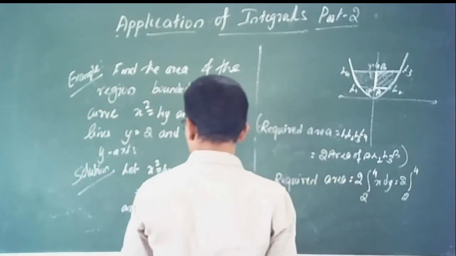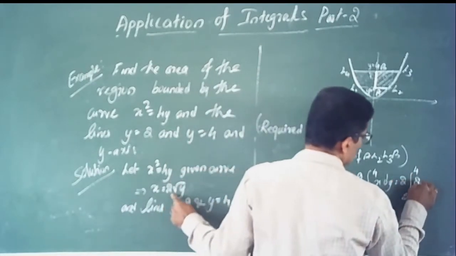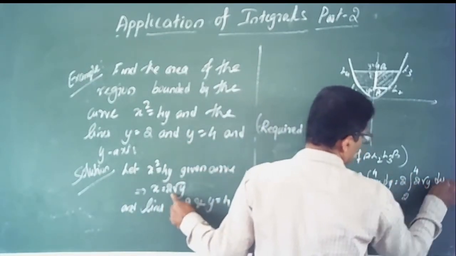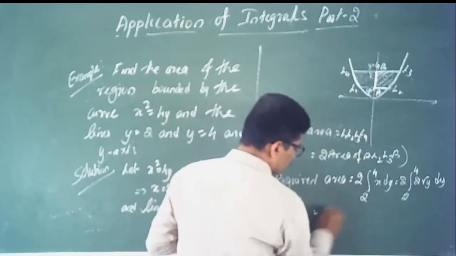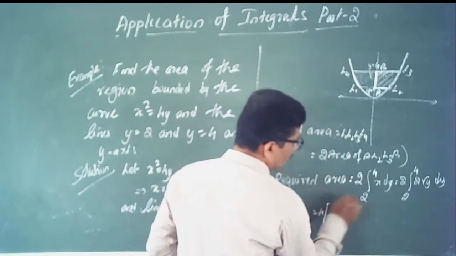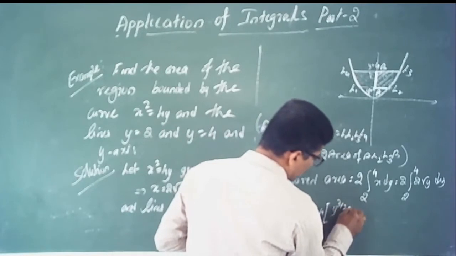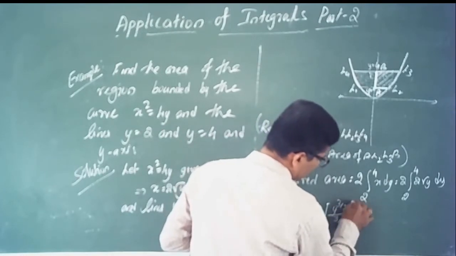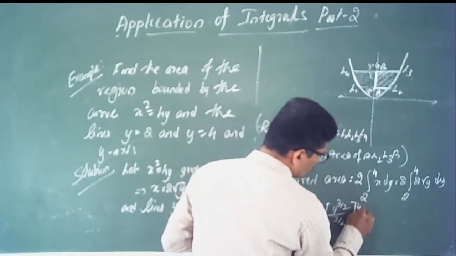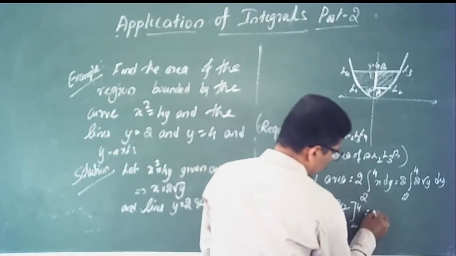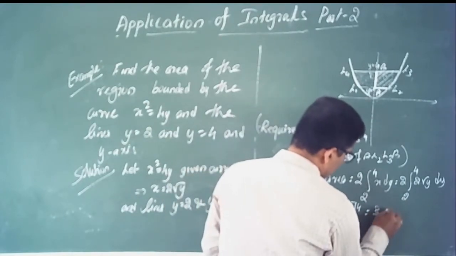What is the value of x? Here 2 times root y dy. Here you know that 2 into 2 is 4, constant. Integration of root y means y to the power 3 by 2 divided by 3 by 2. The range is 2 to 4. This value is equal to 2 into 4 means 8, 8 by 3.